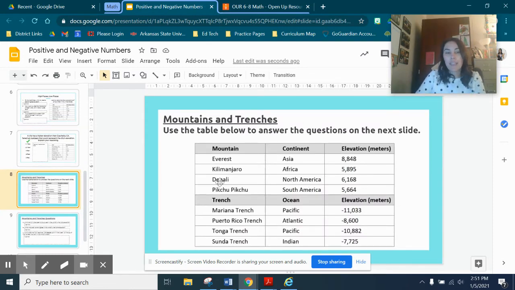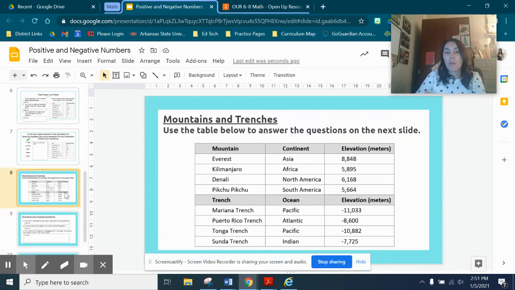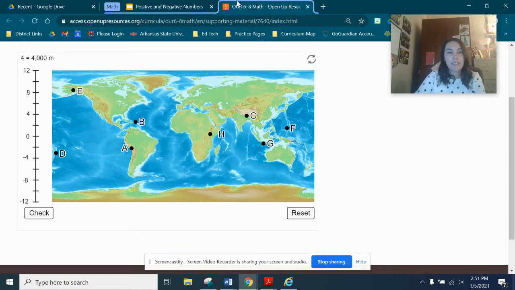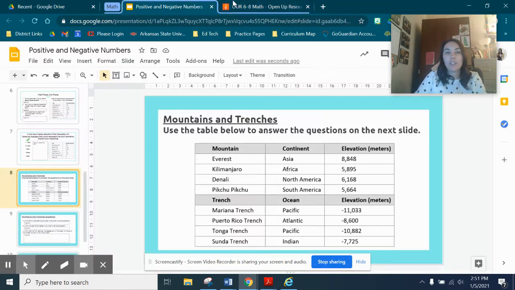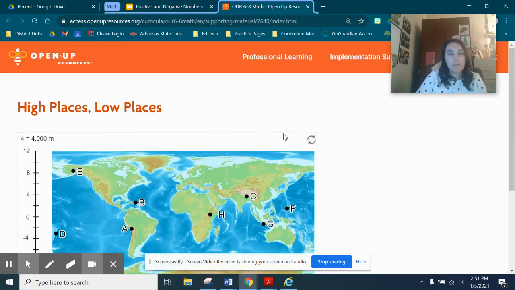Okay, so you are going to use this table to answer the questions on this slide. There was no way to make it where you could see to be able to do this. So on this one, you're looking at mountains and trenches, and I'm actually going to show you this that goes with that. Unfortunately, I'm going to link this. If you want to do this, it'll be on that slide, but you don't have to. It's just totally optional. It shows you where all of these are. So, I took the numbers off. Oops. So I think A was Everest, if I remember right. Let me go back real quick. It won't take me long.